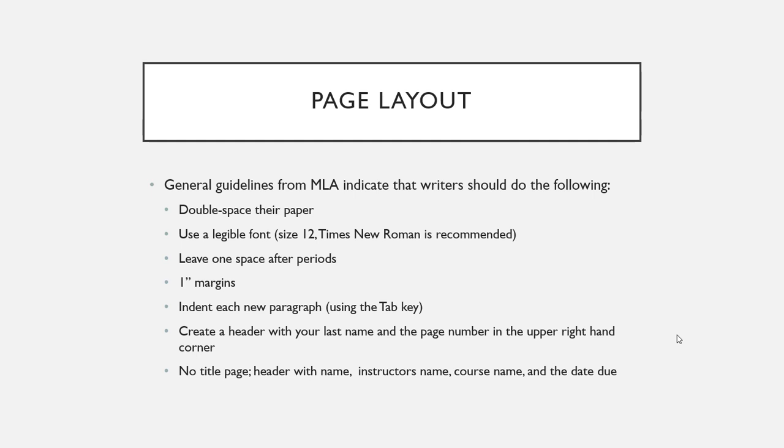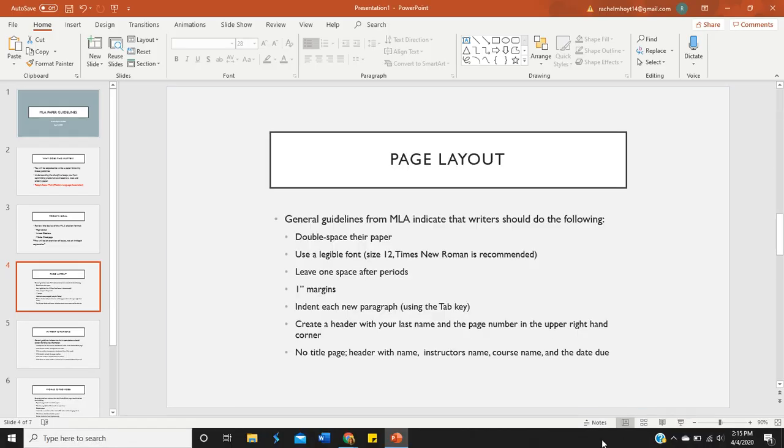You need to indent each new paragraph using the tab key for consistency. Once you do that once, Microsoft Word will automatically do that for every new paragraph. So be aware of that. You need to create a header in the upper right-hand corner with your last name and then a page number. And then you don't have a title page. You just have a header on the left side with your name, the instructor's name, the course name, and the due date. So let's check out what that's going to look like.